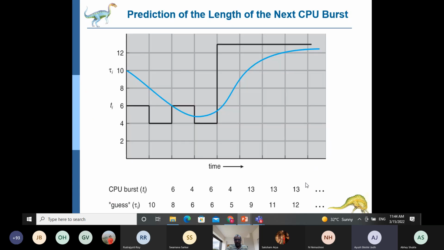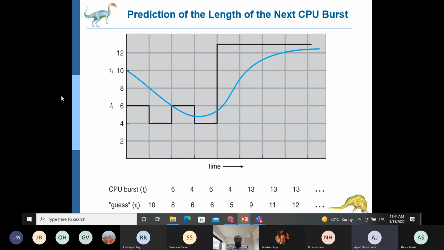Here this is kind of a prediction. You can see this square signal, the black plot. This is the actual CPU burst times of a process. That means at the first instance the CPU burst time equals 6, and at the next time instance it is 4, and again 6, 4, and then the next instance it will be 13, and it continues 13, 13, and so on. So here the black one is the actual values, and the predicted ones, tau of j, are the blue curve.